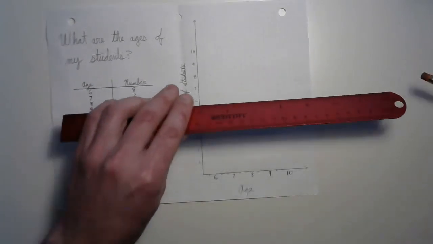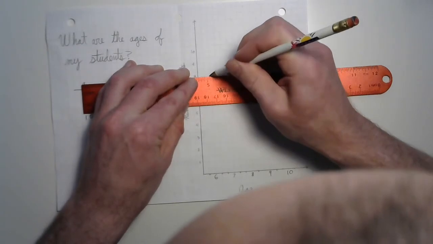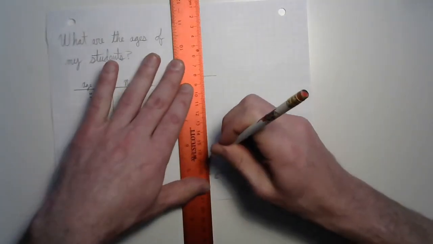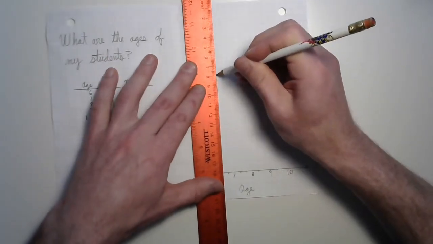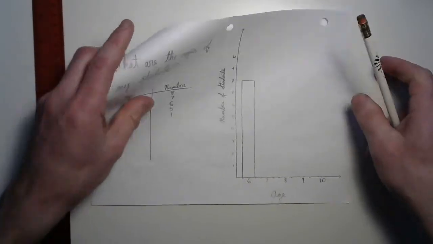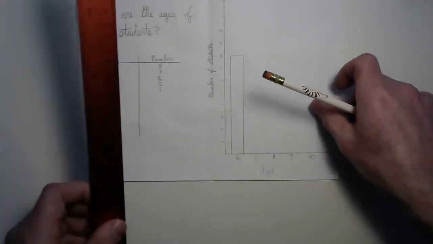I'll use my ruler or a straight edge to cap the top of that bar, and then I can fill in the bottom of it right there. And there's my first bar. Check it out, it's pretty tall. Look at all you 6-year-olds. Wow, okay, let's put these other ones in here.